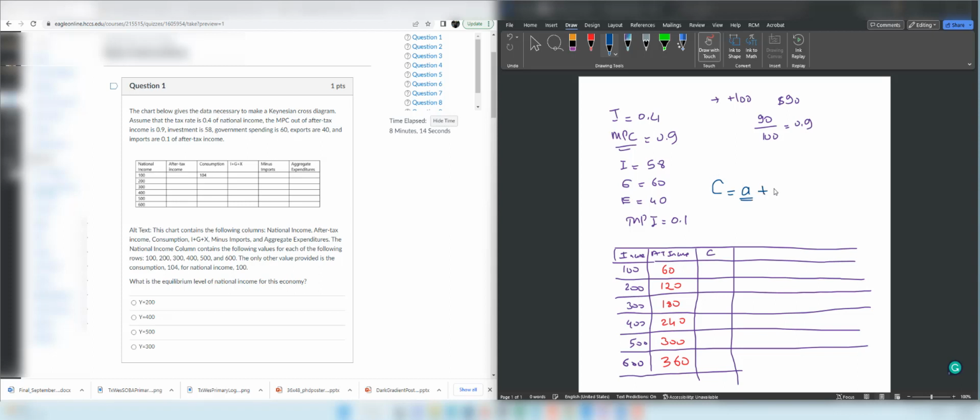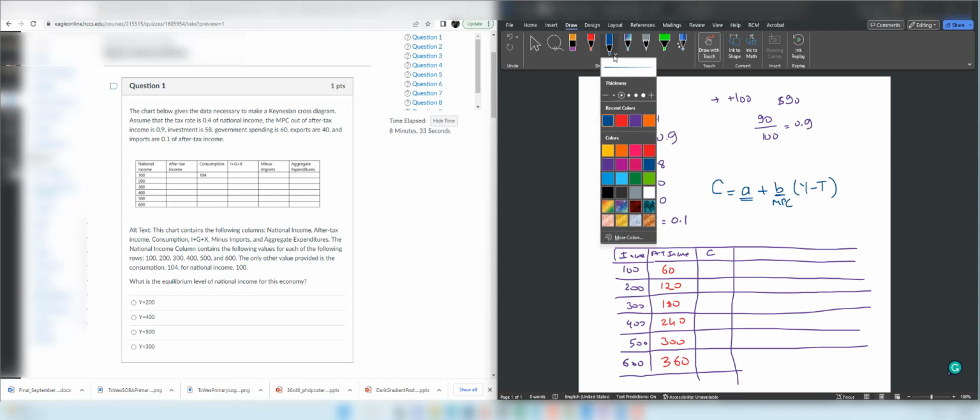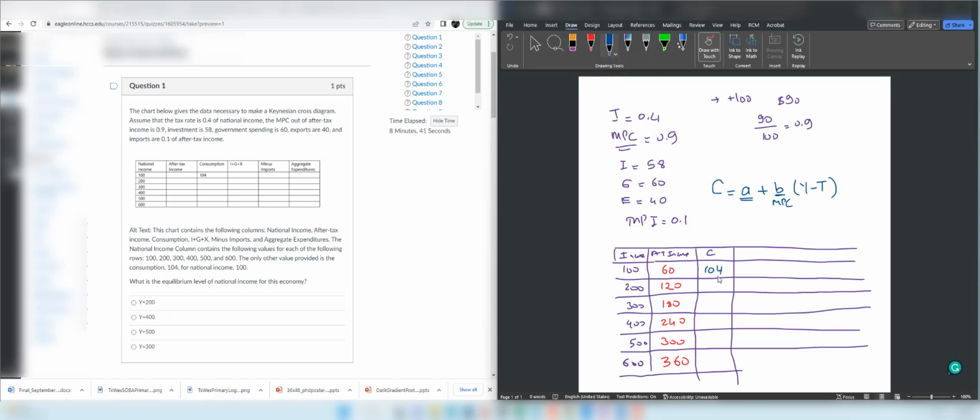And there is also one part which depends on your income, which has a slope MPC, B times after-tax income, Y minus T. So the consumption is given for the income level of 100. So let's write it. Okay, so 104 is here. And I know that from this part, I can calculate this part. How? Because I know the marginal propensity to consume, which is 0.9. And I know after-tax income, which is 60. Therefore, this part is 54. But I know that total consumption is 104. Therefore, the autonomous part of this consumption function should be 50.